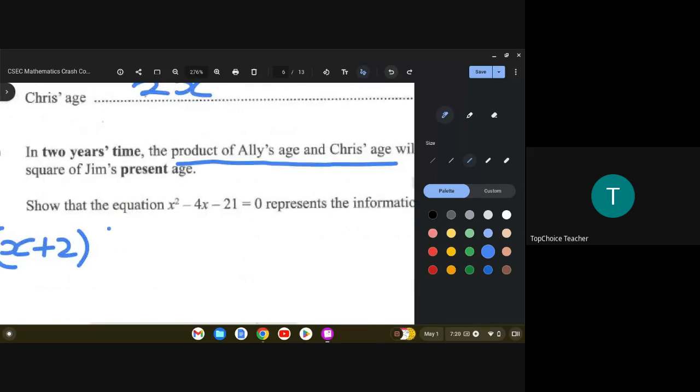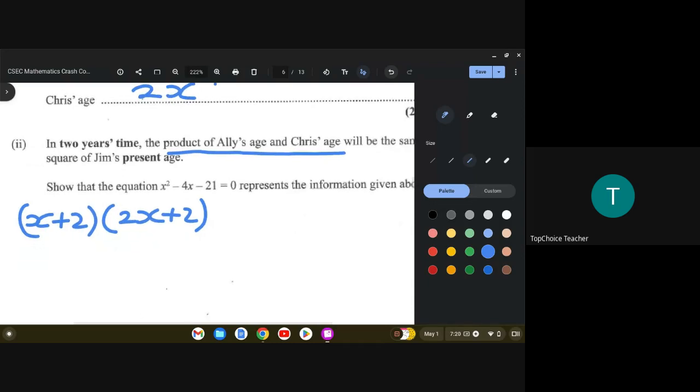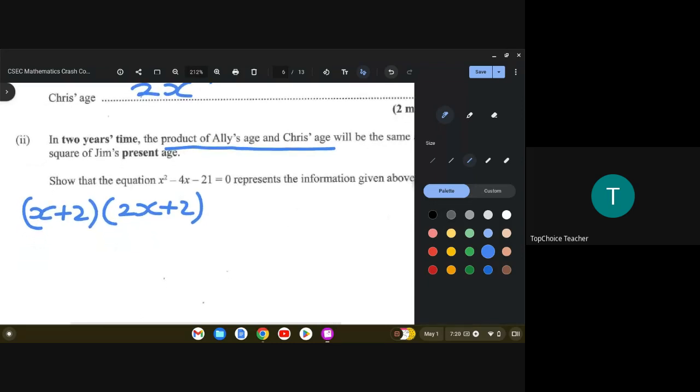You see, you're done figuring it out already. 2x plus 2. They say in 2 years' time, the product. What does product mean? Add, take away, multiply, or divide. Multiply. Very good. So we're going to have to do some multiplication with this.